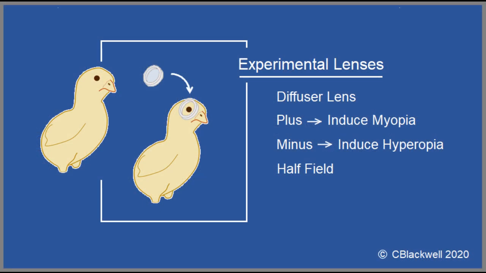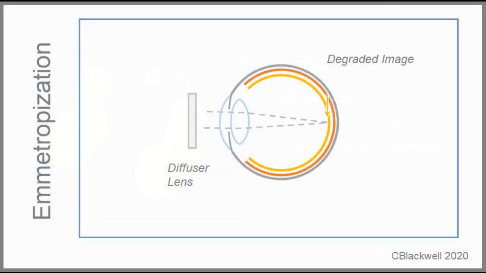A little later, researchers found they could also induce myopia or hyperopia with lenses. This is an example of a foam-mounted lens glued around the eye of a chick. They could create form deprivation by using a diffuser lens, which decreases image quality.